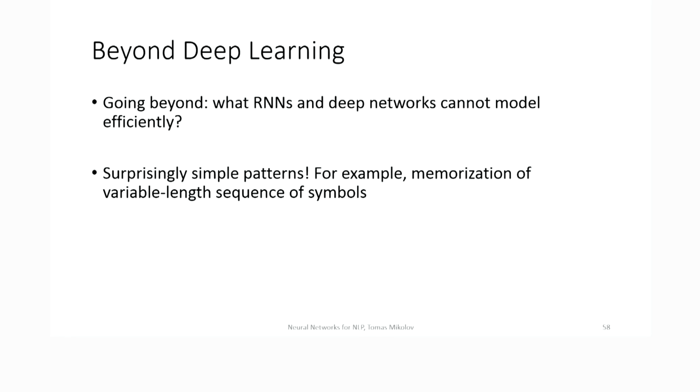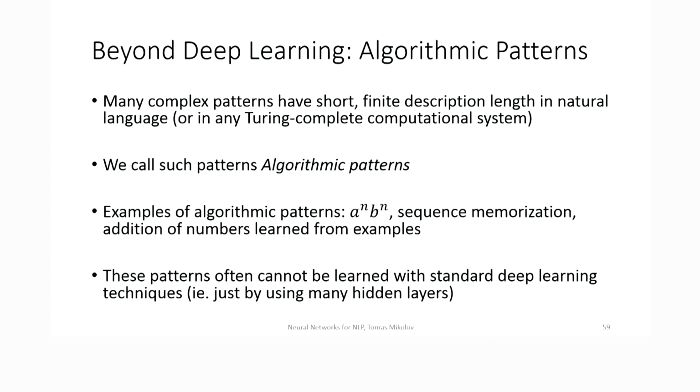Maybe they can be memorized, but not really learned. An example is memorizing a variable length sequence of symbols. Let's say somebody tells you a new word and you want to remember it, and you would want a recurrent network to learn, for example, from communication with you to remember a new word that you tell it. It's actually not that easy. Actually, almost impossible for most of these models that are being used nowadays.